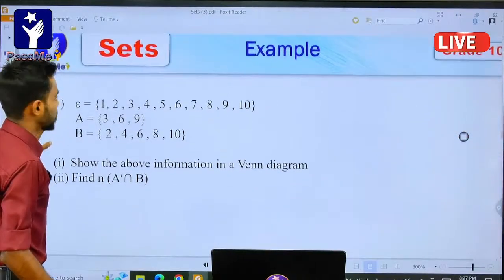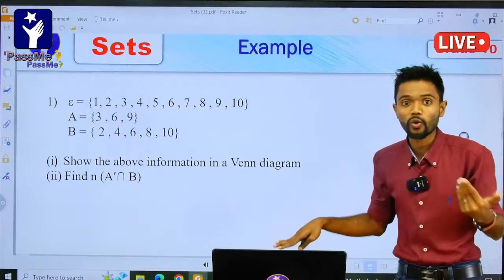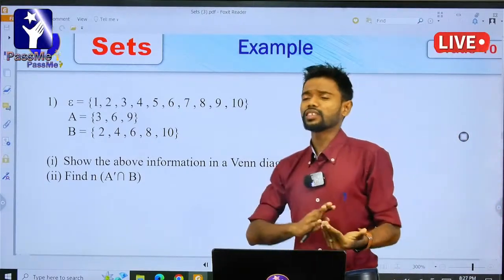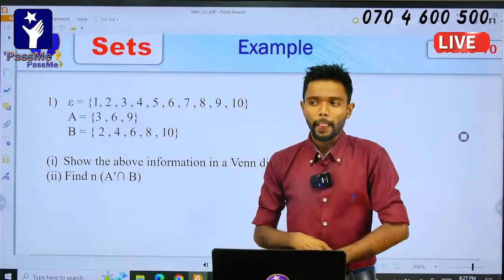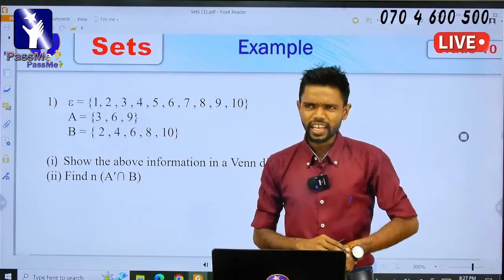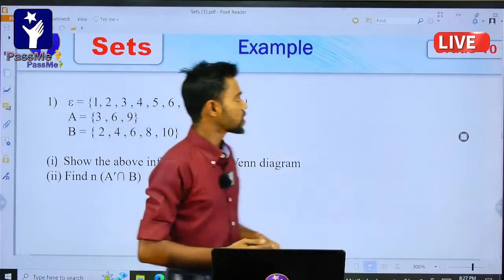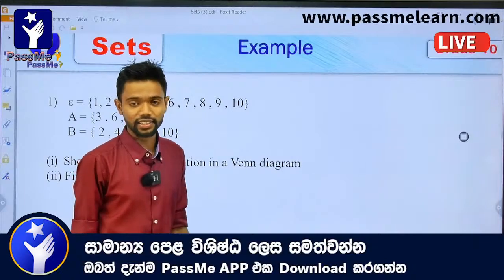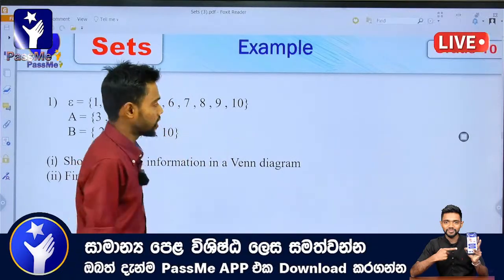Example number 1. This is also inside grade 10. After that we will go into the grade 11 set. Almost 90% of the set theory is covered under grade 10, and 10% of the theory will be in grade 11. That is why we take some time to complete the grade 10 set, because 90% of the marks will be allocated for this theory.